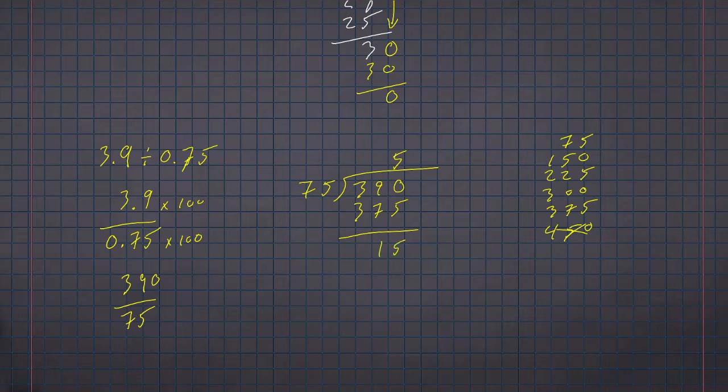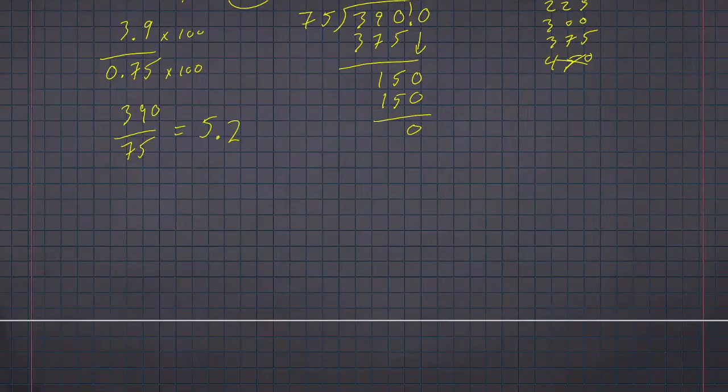Insert a decimal point so we can put another digit in that we can drop down. 75 fits into 150 twice. 2 times 75 is 150. Subtract that off, we get 0. There we have it. Move our decimal point straight up. And we get that 390 divided by 75 is 5.2, which means that 3.9 divided by 0.75 is also 5.2.